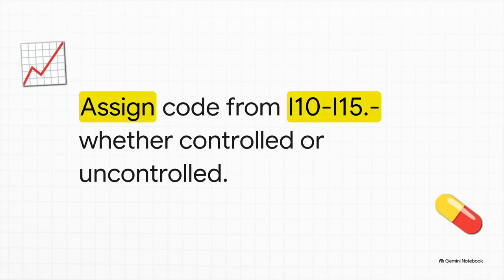So, what if the documentation clearly states the patient's blood pressure is totally out of control? Sometimes the doctor will describe the hypertension as resistant or uncontrolled, meaning it is stubbornly high even on multiple meds. Clinically, that's alarming. But from a coding perspective, you still stay right within the primary I10 to I15 categories. There's no special separate block just for resistant hypertension. You categorize it exactly as you normally would.